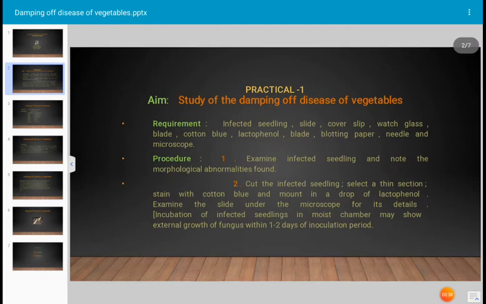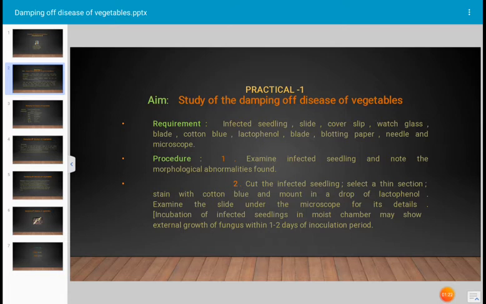Next, what is the requirement for the practical? The requirement is infected seedlings. It will be a museum specimen of infected seedling that you have to use. Slide, cover slip, watch glass, blade, cotton blue, lactophenol, blotting paper, needles, microscope. All these are common things for every practical. We need them, and they have to be available in the laboratory, otherwise it is difficult to do the practical. Examine the infected seedling and note the morphological abnormalities found.